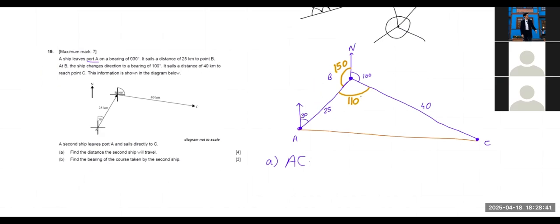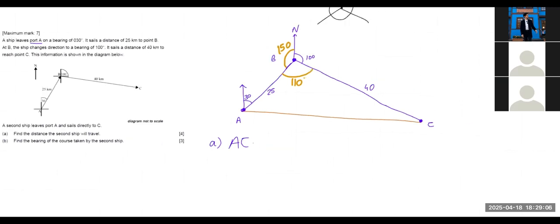Okay, so now let's see if we can find out a way to find AC, the length of AC. Any suggestions? Could we do the cosine rule? Can you guys hear me now? I accidentally unplugged my... Okay, yeah, so yeah, exactly, the cosine rule.